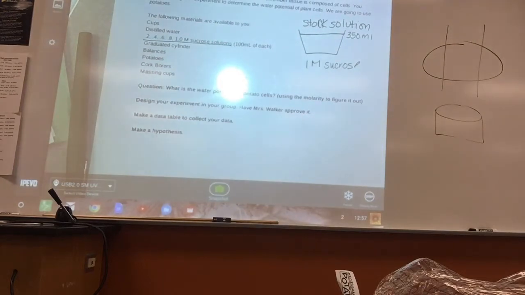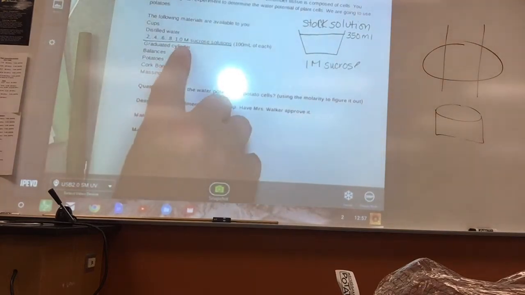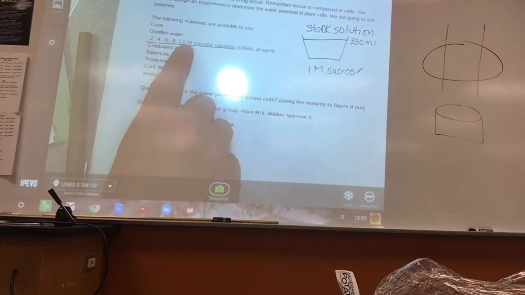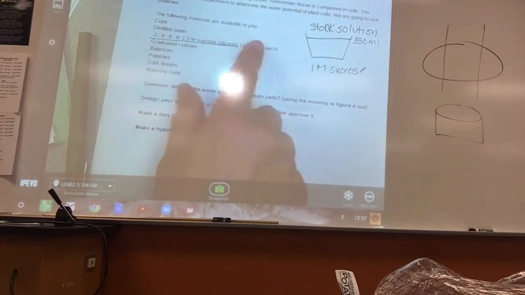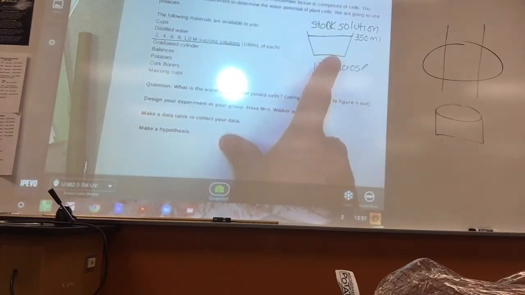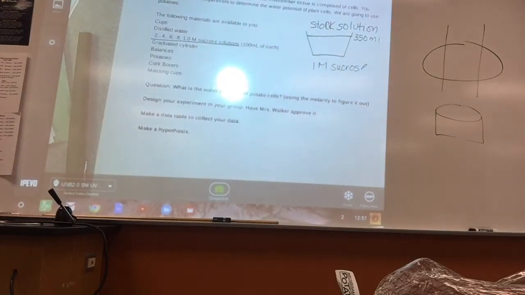All right, so with that being said, I want to point out that you're not given 100 milliliters of each; you're going to make 100 milliliters of each from your stock solution. So you're going to have distilled water, but then you're going to make your 0.2 through 1.0.